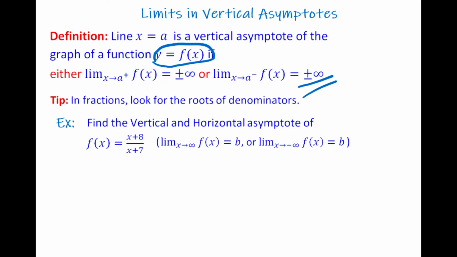And we have a tip for that. Generally those functions are fractions, and in such fractions we always look at the value which makes the denominator 0. We will find such values in fractions. You can just benefit from that information.